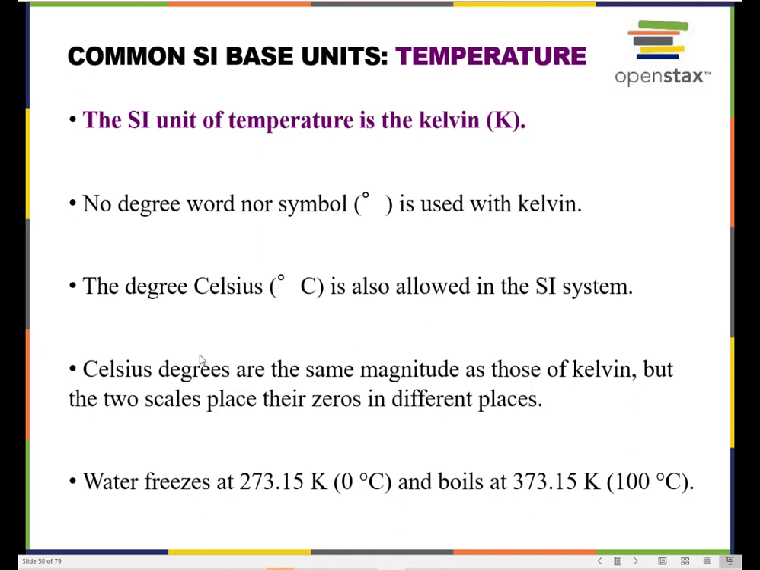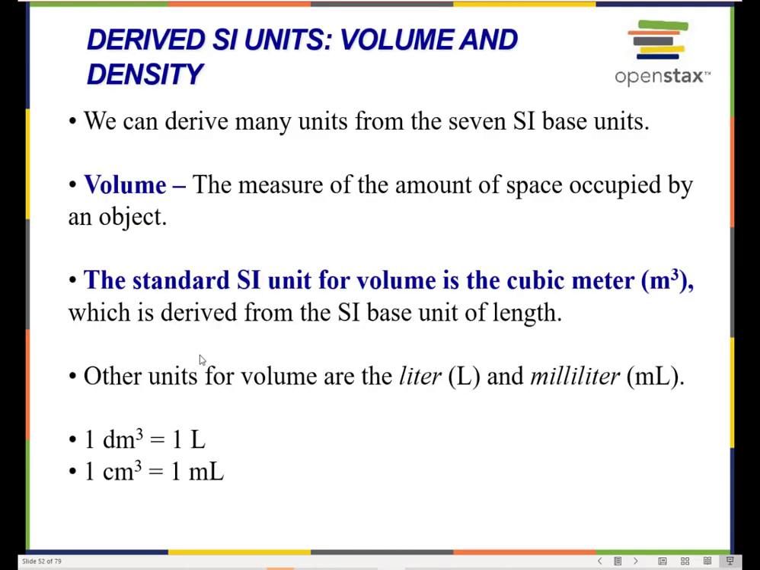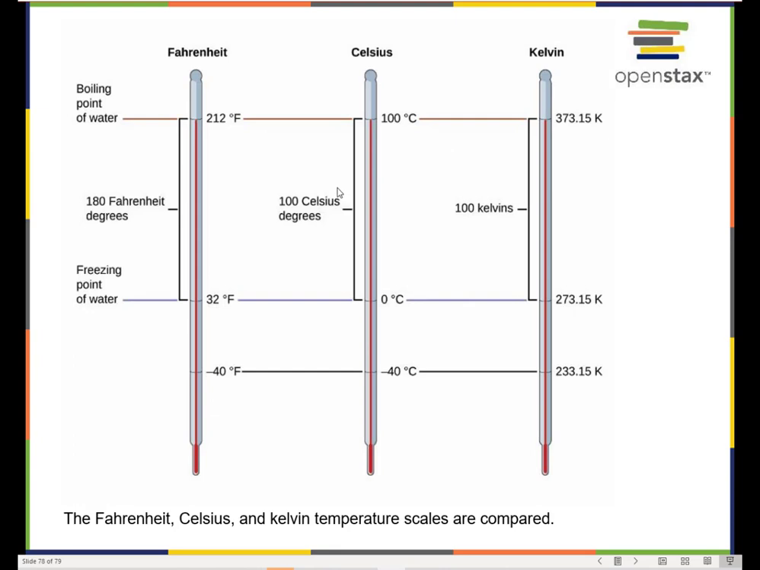The size of a Celsius degree and the size of a Kelvin are the same. Water freezes at 0 Celsius and boils at 100 Celsius. Water freezes at 273.15 Kelvin and it boils at 373.15 Kelvin. So there's 100 Kelvin between freezing water and boiling water, and there's 100 degrees Celsius between freezing water and boiling water.